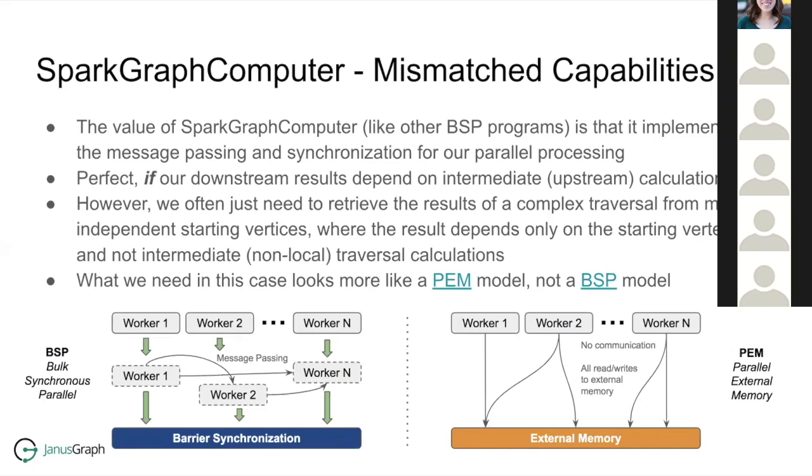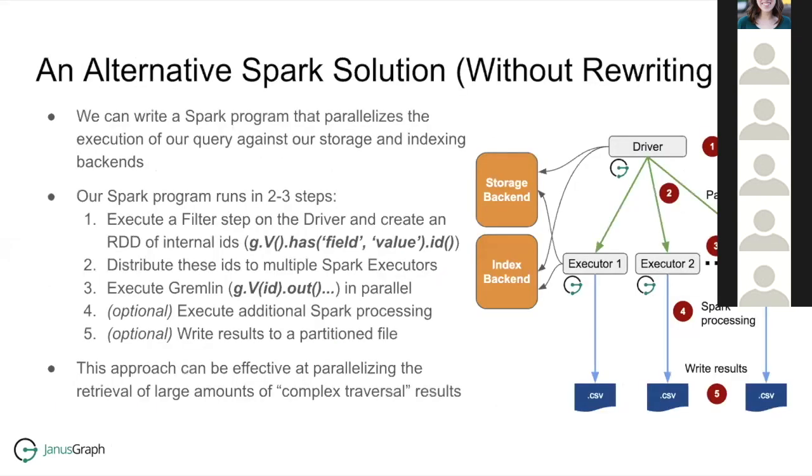And if we think of JanusGraph as being that external memory, we can basically, in theory, distribute tasks to these external independent workers, and they'll run their roll-up on their segment of customers, for instance, and then they'll just return the results. Now, Spark Graph Computer does not do this out of the box, but I think there is a pretty straightforward alternative Spark solution that doesn't require actually rewriting JanusGraph itself. And so I just want to walk through how that might work.